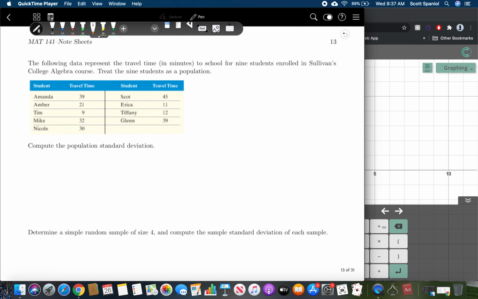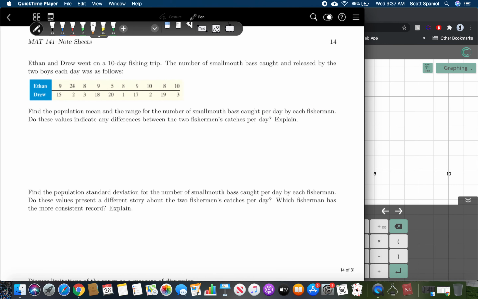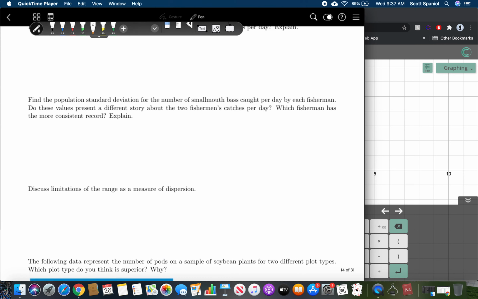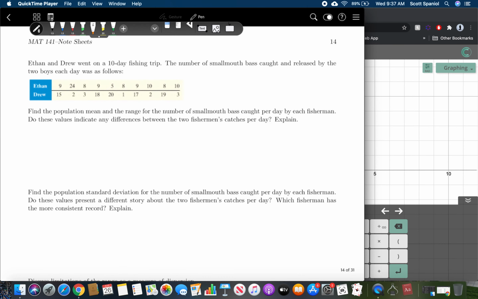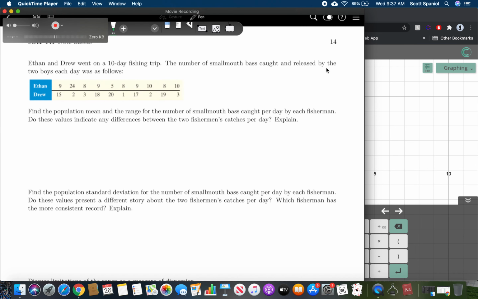Okay, so at this point, what I'd like you to do is pause the video, and you can try using either ClassCalc or Google Sheets to try these other two problems here. And then we'll talk about them here in a second once you've tried them.